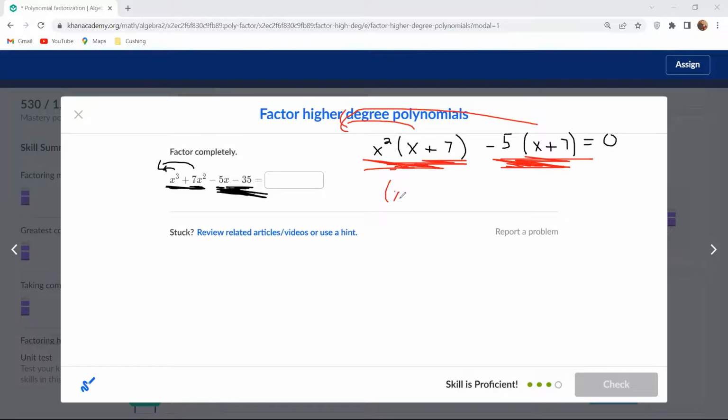And that might seem a little weird, but mathematically that does work. It's a common factor. It's being multiplied. Let's unmultiply it. So let's pull it out, right? And what's left? If you pull out the common factor of x plus 7, what's left is x squared minus 5.